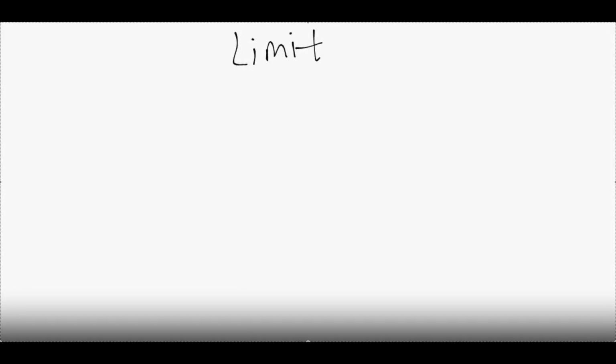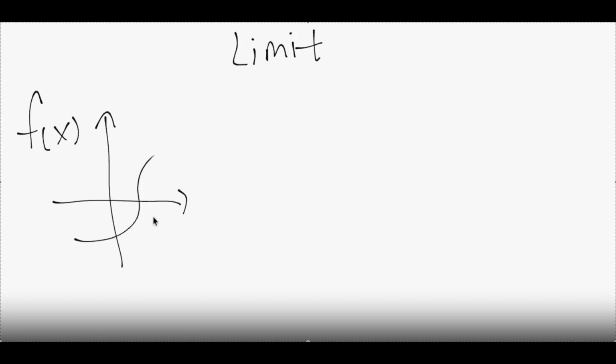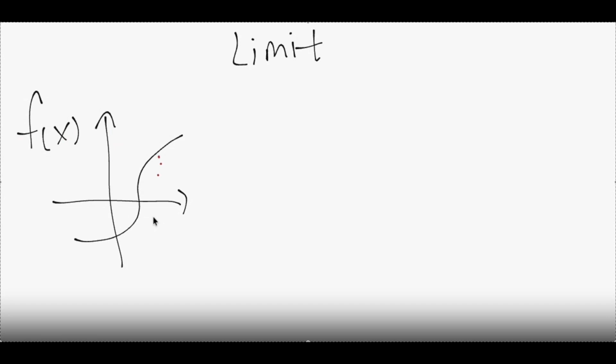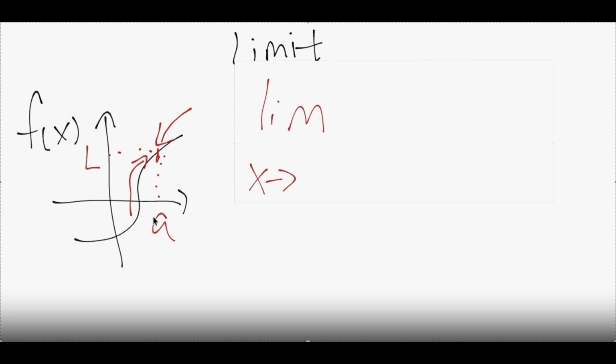Today we're gonna go over a limit. So first, what is a limit? Let's say we have a function f. Now we have a point on this graph, let's say (a, L). And we can see a very, very clear trend that as x is approaching the value of a, the y value of this function is approaching L. Then we can say the limit of f as x approaches a is L.